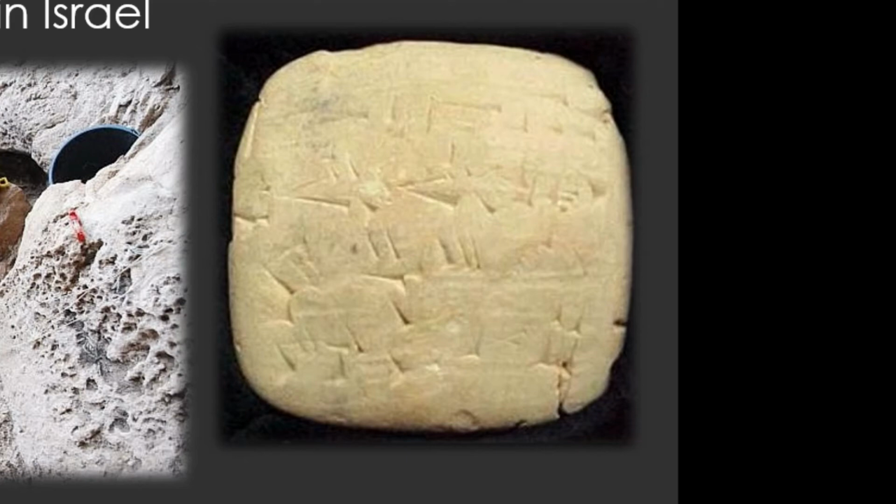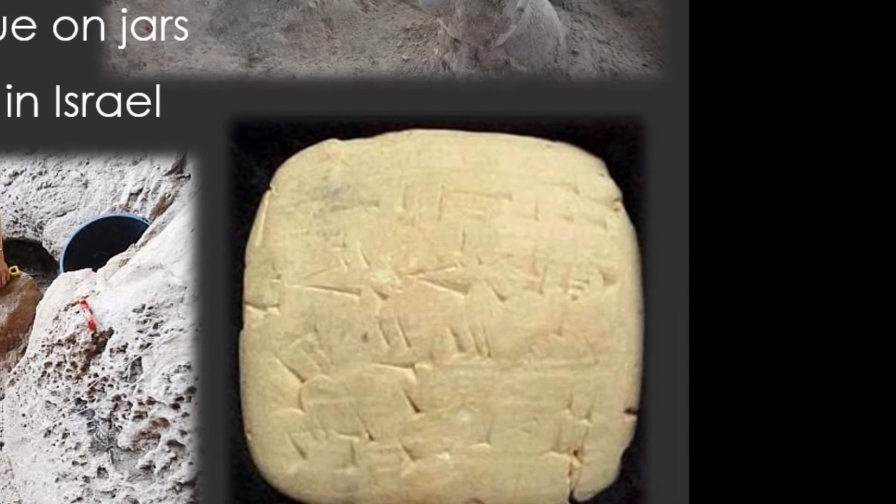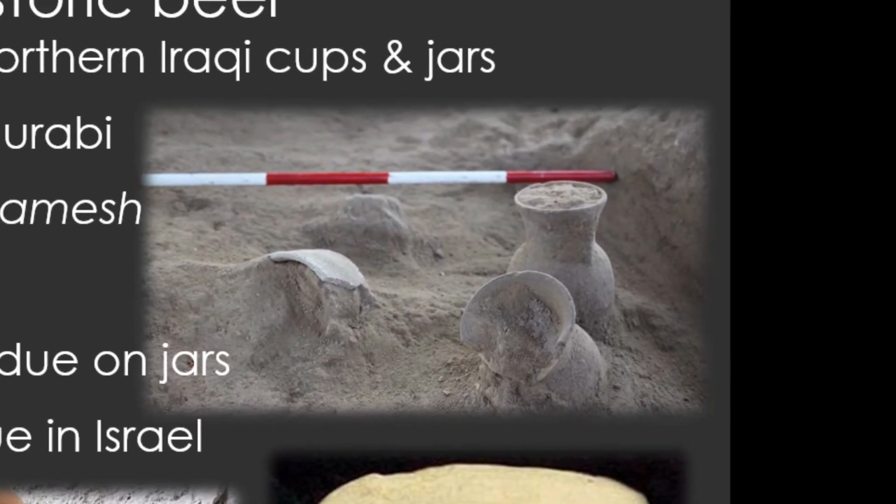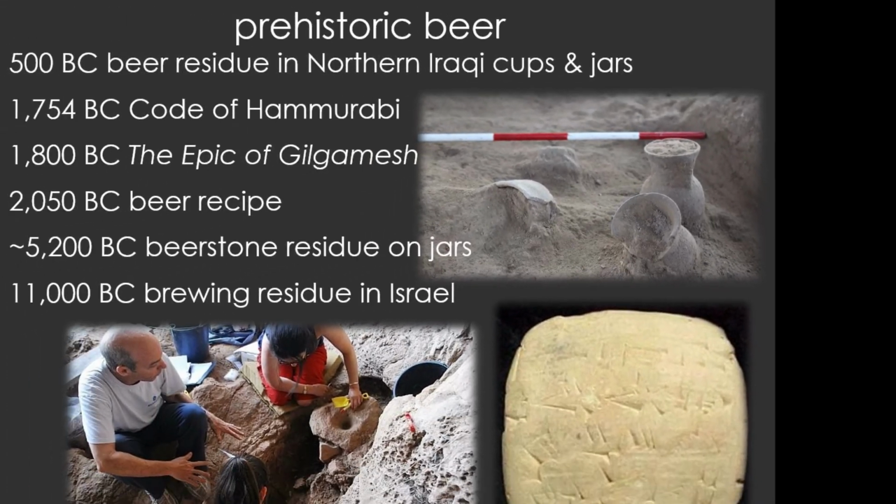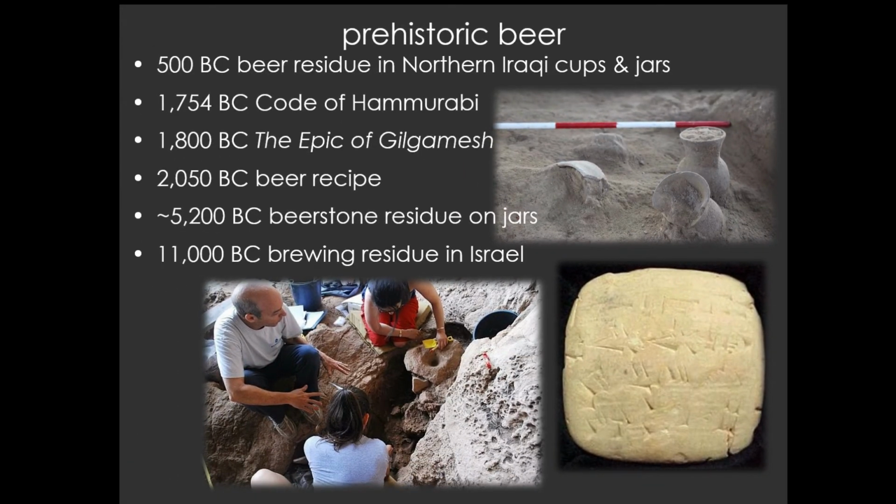In addition to that, in these cups and jars found in northern Iraq in 500 BC, we have beer residue. So beer is an incredibly old and actually very useful fermented food. Early on, it was used when water, safe potable water, could not be maintained. People would ferment the grains inside of the water and create these fermented products, which could be drunk.